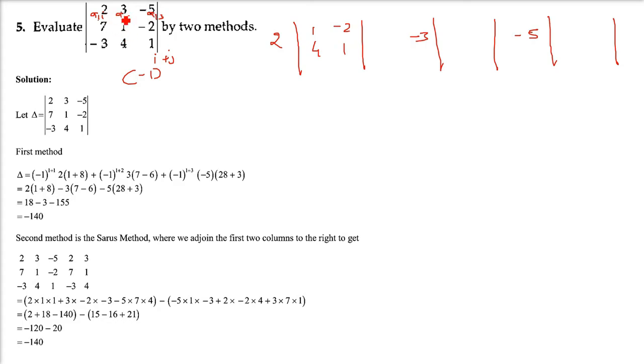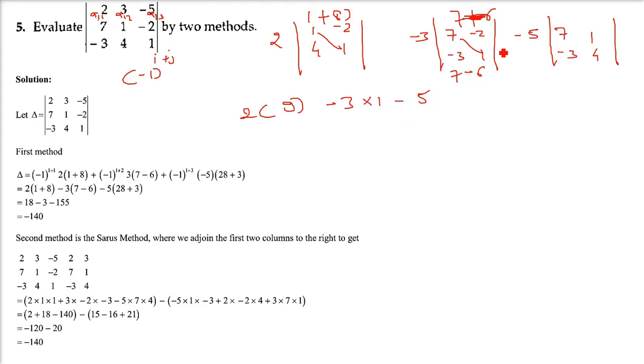And this will be, leave this 3 row and column, you get 7 minus 3 minus 2, 1. And minus 5 row and column, you get 7, 1 and minus 3, 4, right? Then 2, 1 into 1 is 1, minus 4 to the 8, so it will be plus. So 2 into 9 it will be 18. Minus 3, 7 minus 3 to the 6, 7 minus 6 is 1, minus 3 into 1 it will be negative only.